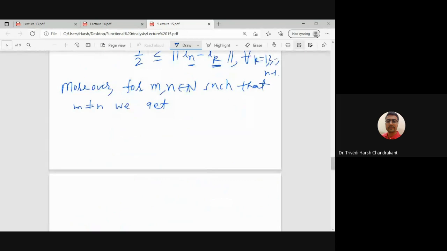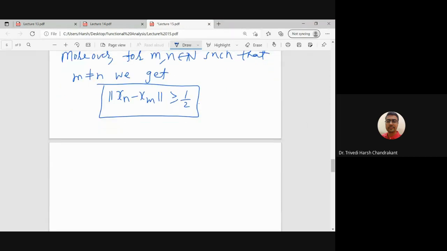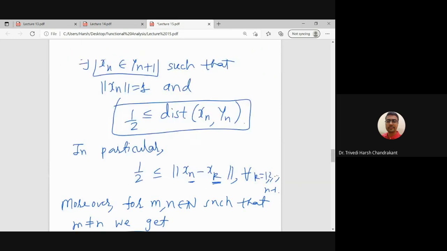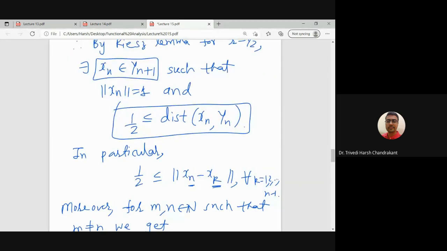So just switching x, n and k, this holds. So why is this important? Because this says that if xn and xm are different, they are half away. The distance of xn and xm is at least half. And each xn has norm 1.